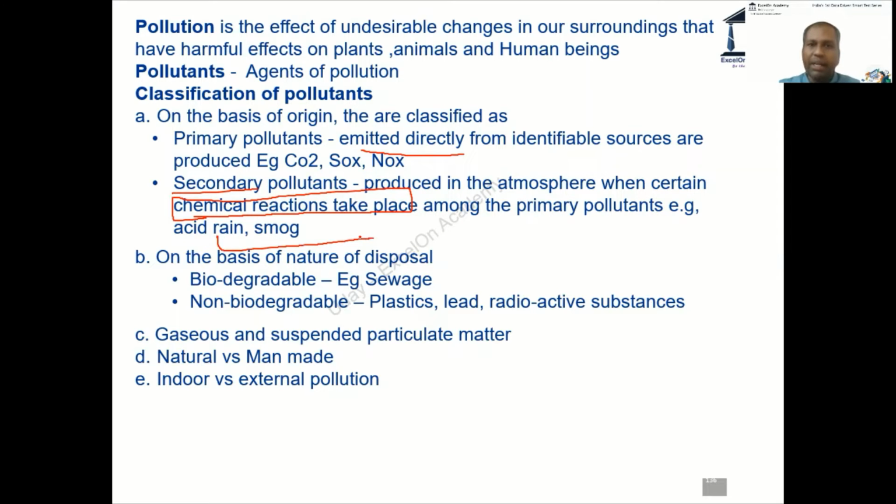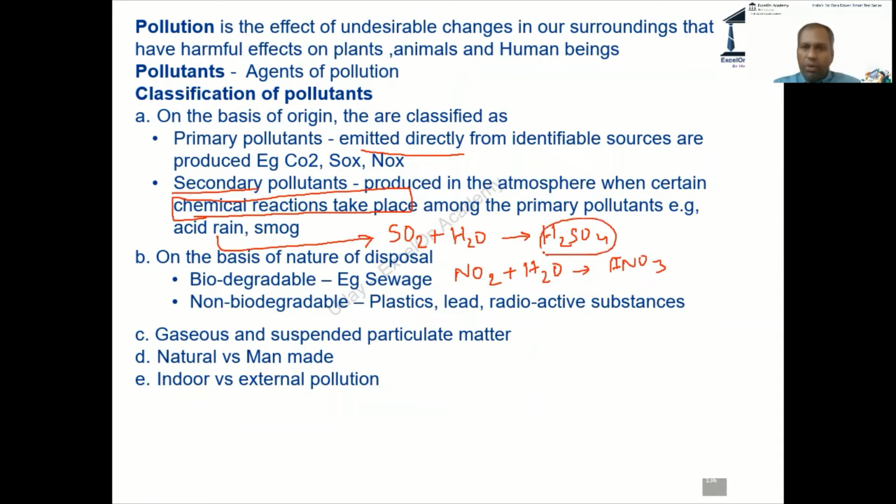For example, you have acid rain. Acid rain is a secondary pollutant. Why? Because there is sulfur dioxide in the atmosphere. It has been emitted into the atmosphere. There is water vapor in the form of clouds, and it results in the formation of sulfuric acid. Let's say nitrogen oxide reacts with water and it causes nitric acid. So this sulfuric acid, it is already mild, now it is in the cloud.